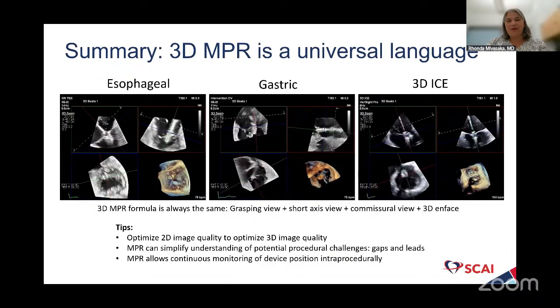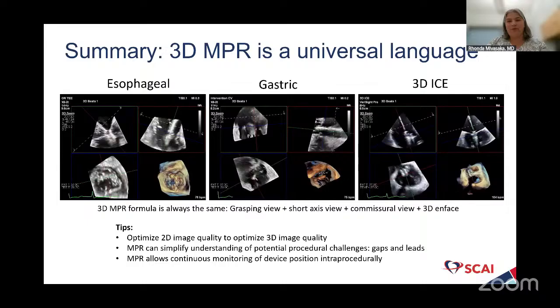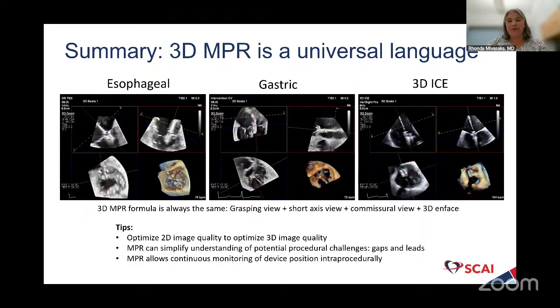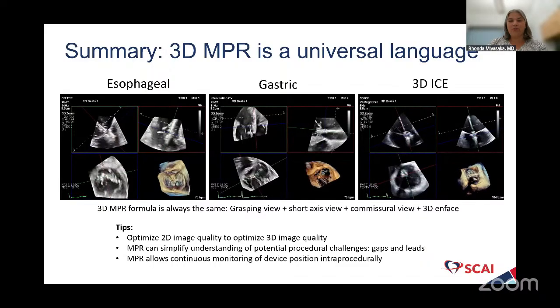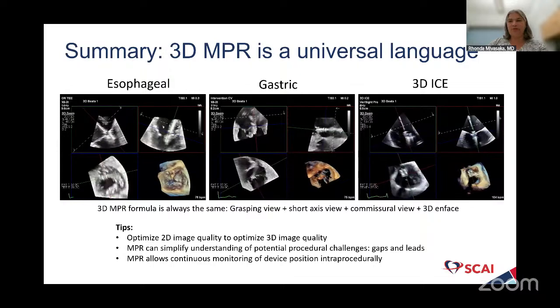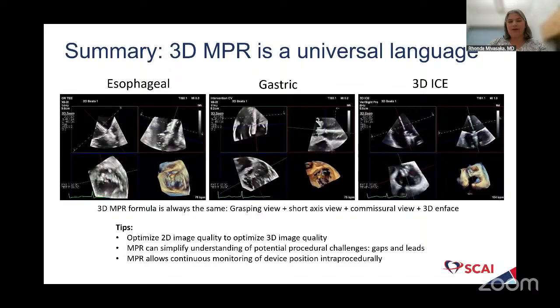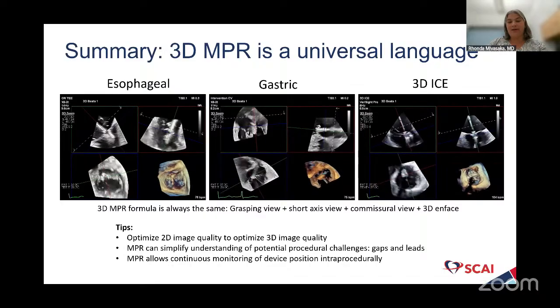So in summary, I think 3D MPR is a really powerful tool. It's a universal language. We can use it with esophageal images, gastric images, and also 3D ICE. The formula is always the same. You're going to have a grasping view, a short axis view, a commissural view, a 3D en face. And you can use that to simplify understanding of the anatomy and predict procedural challenges, and then use MPR for continuous monitoring of the device intraprocedurally as well.